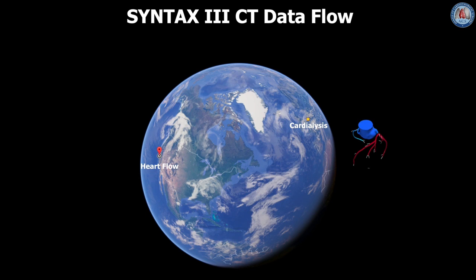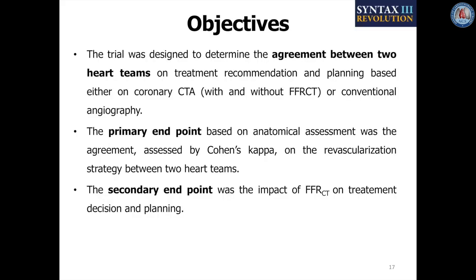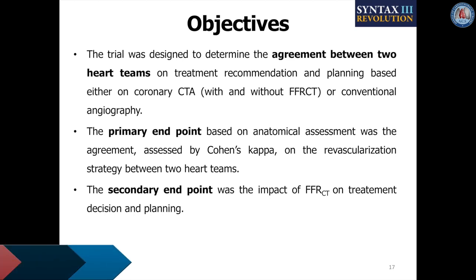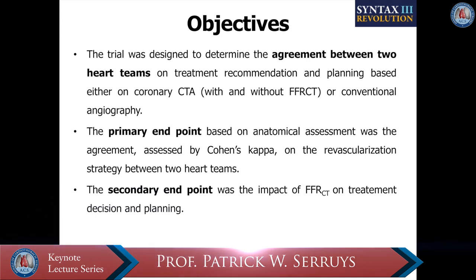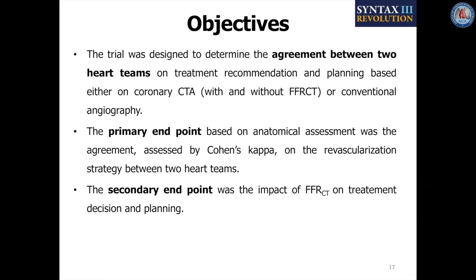So basically the objective of this trial was the agreement between the two heart teams on treatment recommendation, and the primary endpoint was based on the anatomical assessment, measured by Cohen's kappa between 0.6 and 0.8. We would be very happy with that agreement. The secondary endpoint was the impact of FFRCT on treatment decision and planning.